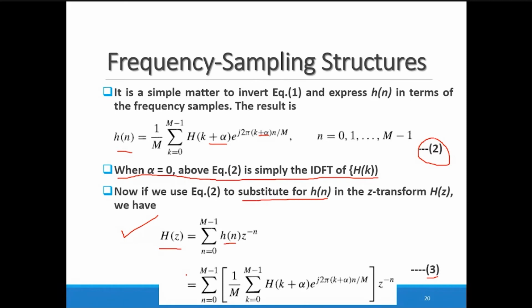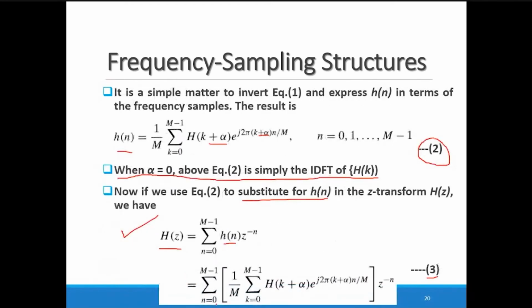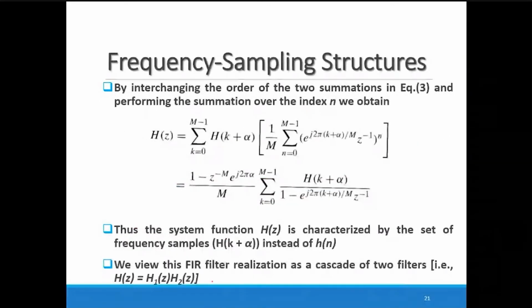Okay, now let us go for the next slide. So by interchanging the order of the two summations, here the summation order is n equal to 0 to M minus 1. Please, no need to write this equation. In between we will write the complete derivation. I am just showing you what is given in your book directly.